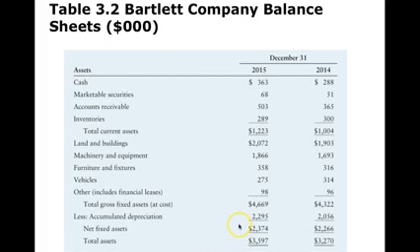So our net fixed assets and current assets, we add them together and we get our total assets.